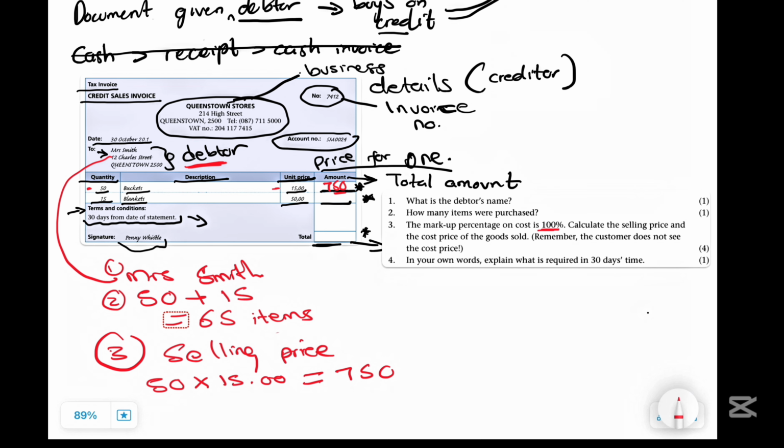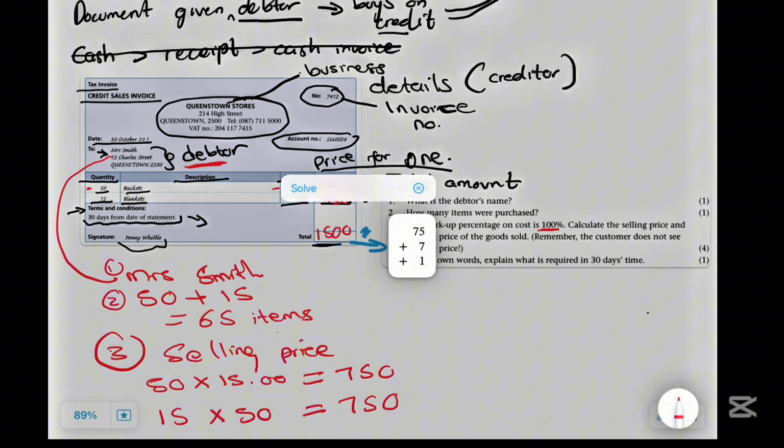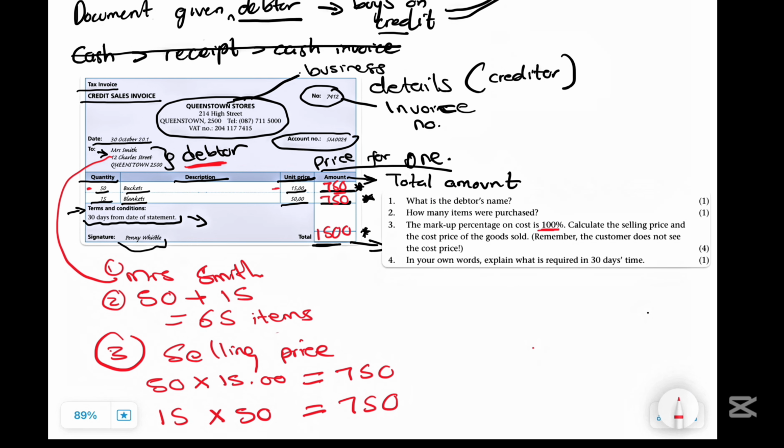And then for the blankets, Mrs. Smith bought 15 blankets at 50 rands each, all right, which is 750 as well. And then 750. So now 750 plus 750, just to calculate the total amount, is 1,500. So it means now Mrs. Smith owes us 1,500.